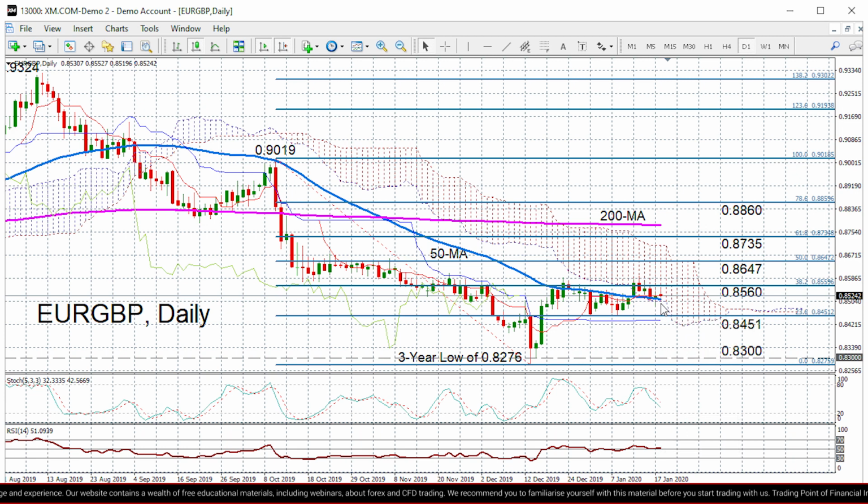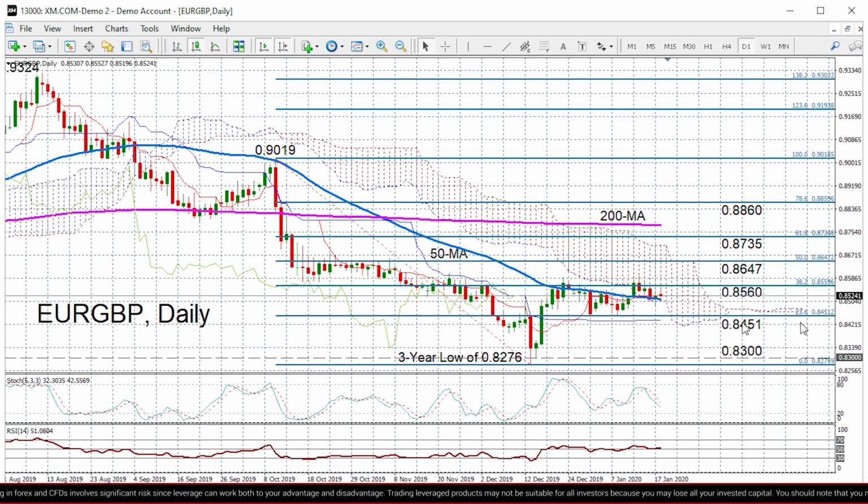Prices are struggling to hold above the 50-day moving average in the region around 0.85, just above the bottom of the Ichimoku cloud. So if prices were to drift below that support zone, it would risk shifting the short-term to medium-term picture to a more bearish one, with support then coming at the 23.6% Fibonacci at 0.8451.